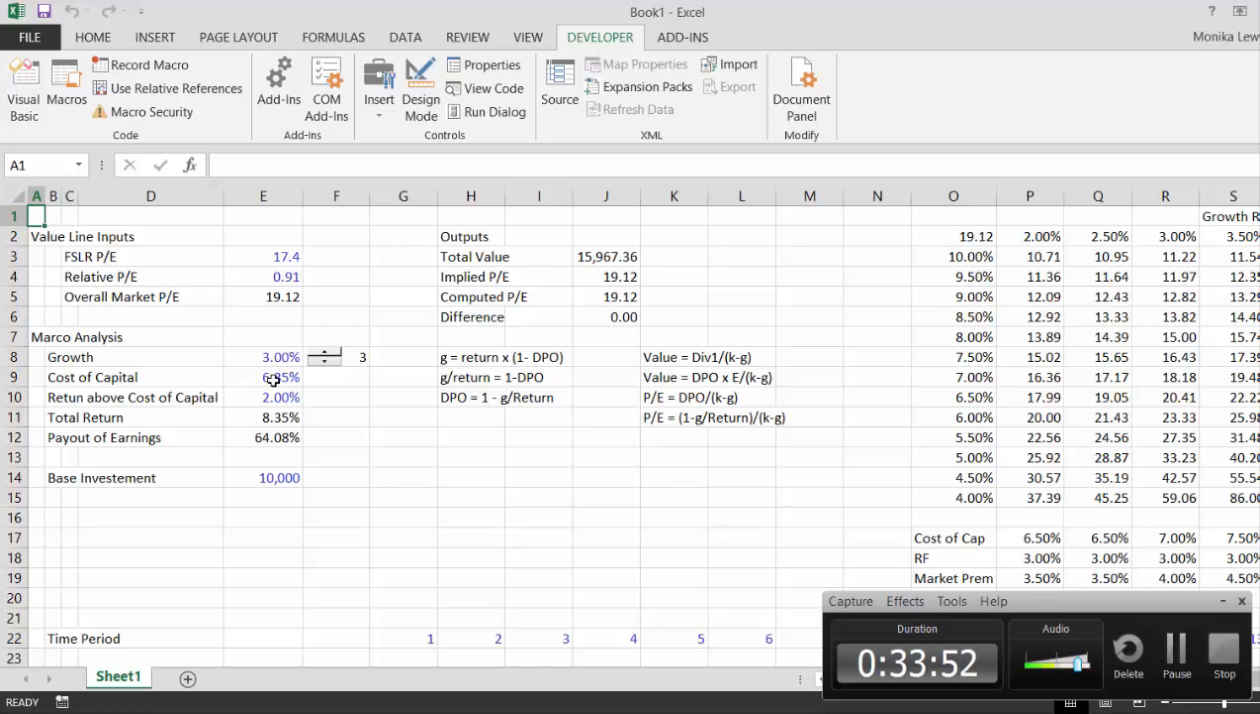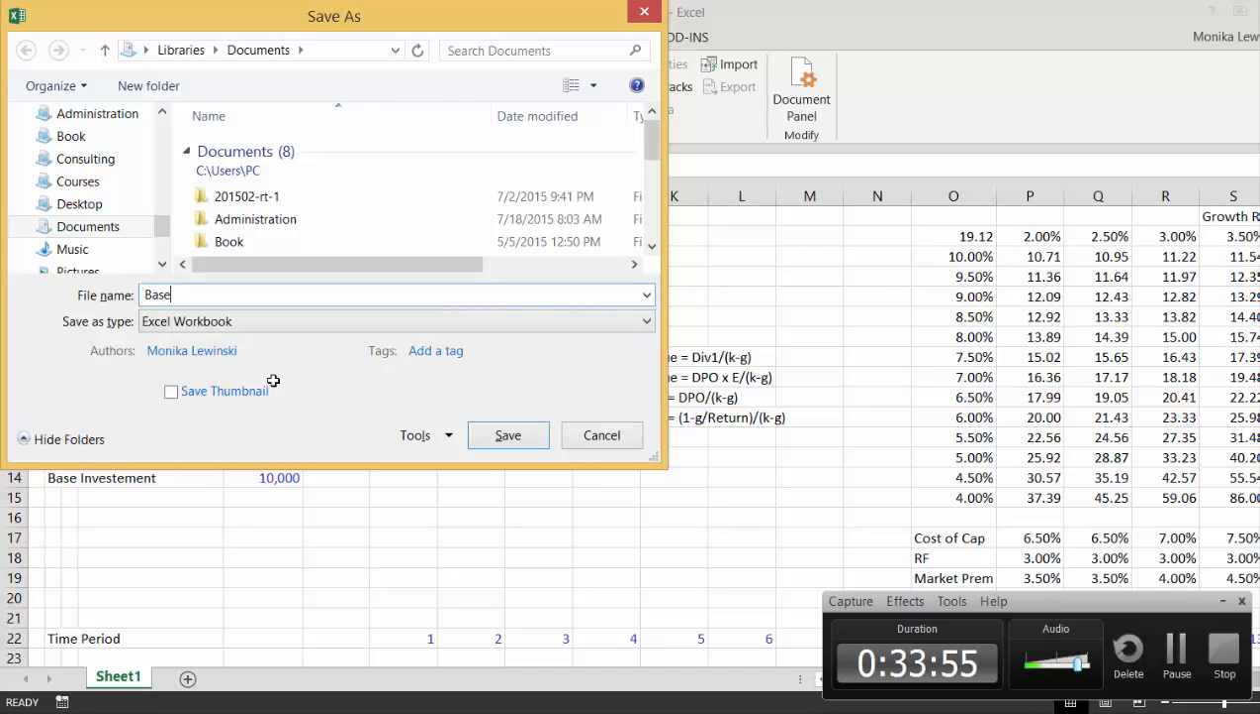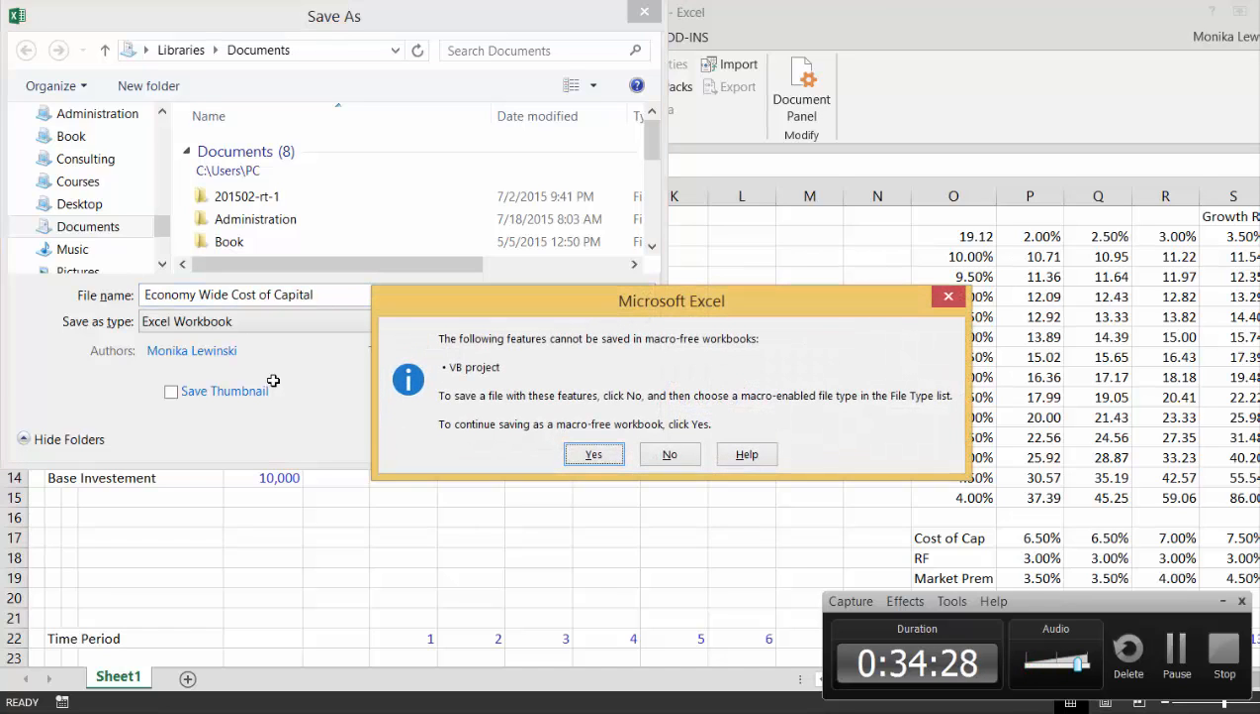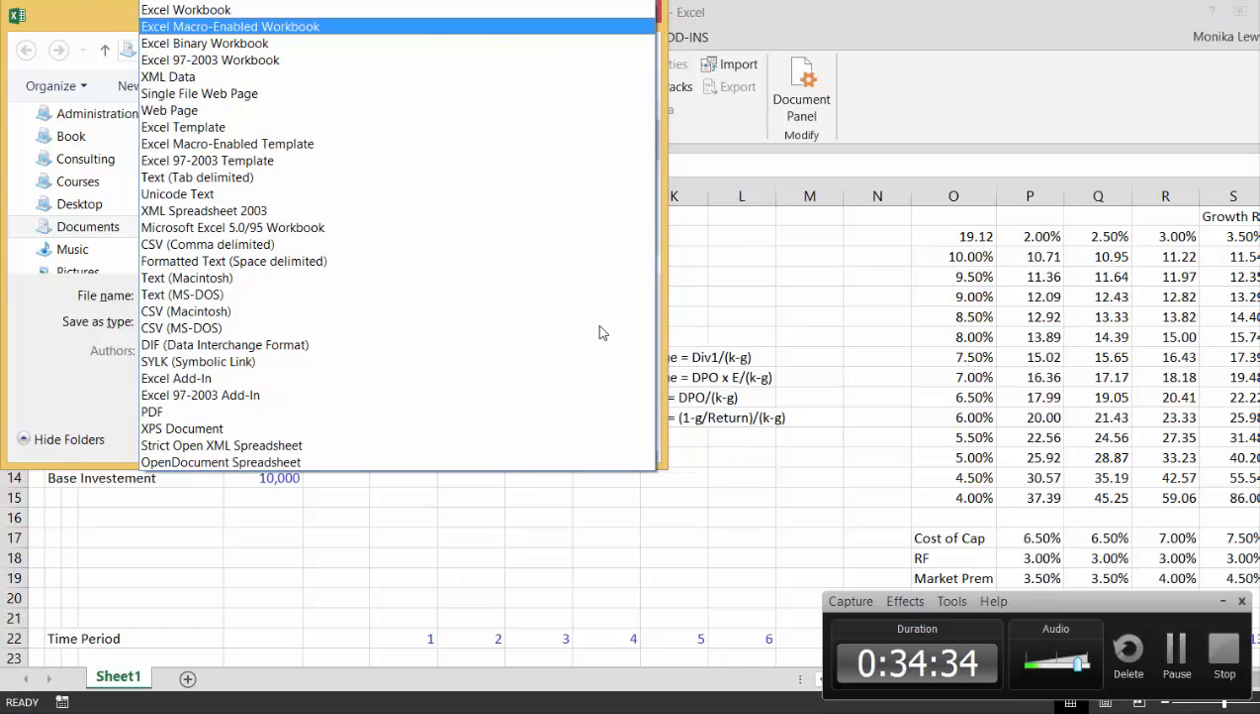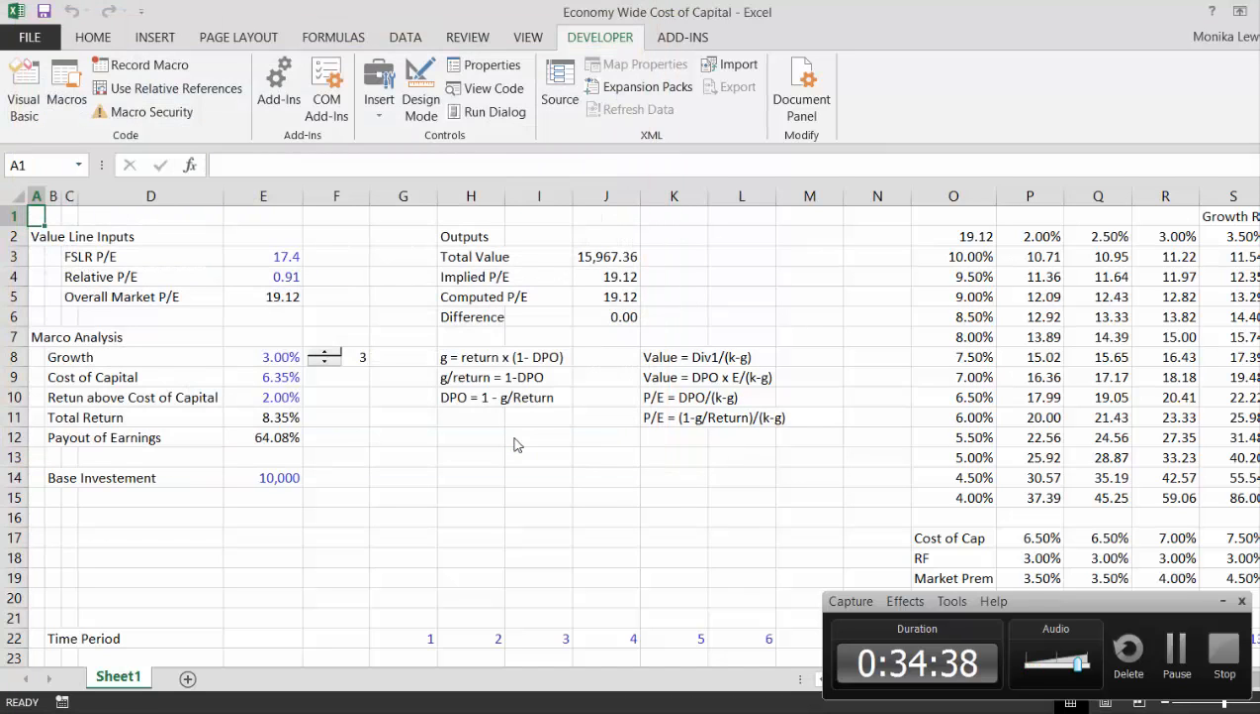Okay, I'm going to call this our basic PE ratio. Okay, oops, and I can't put, how about no, let's put economy-wide cost of capital. Okay, and we better save this as a macro-enabled workbook. Okay.